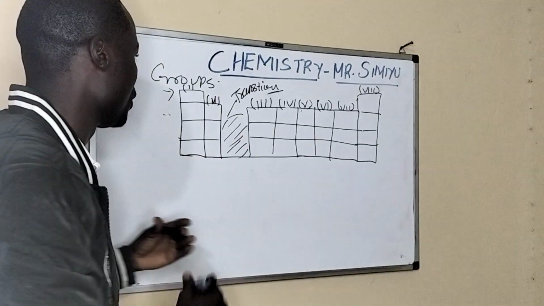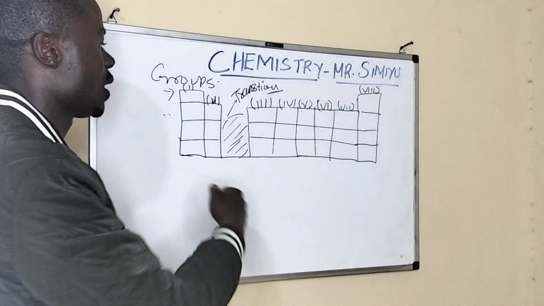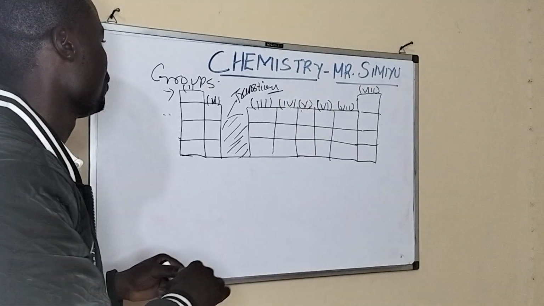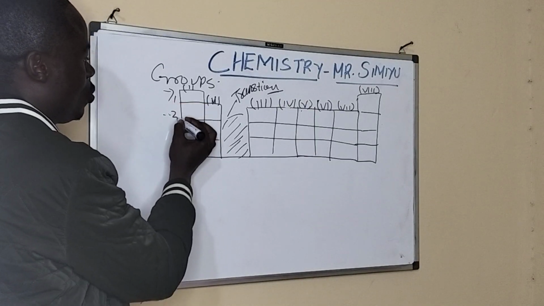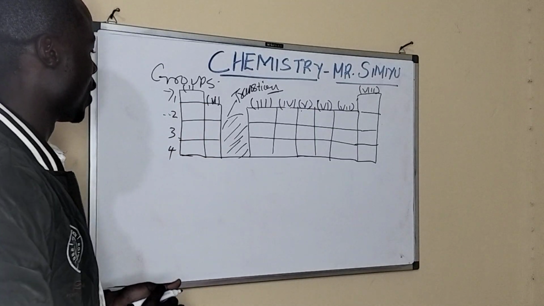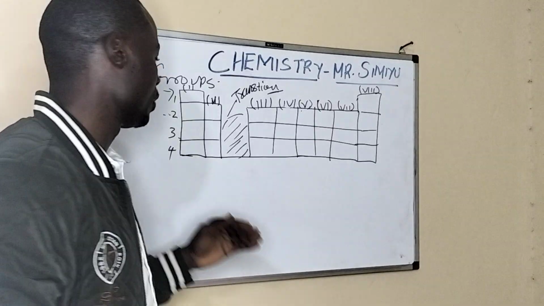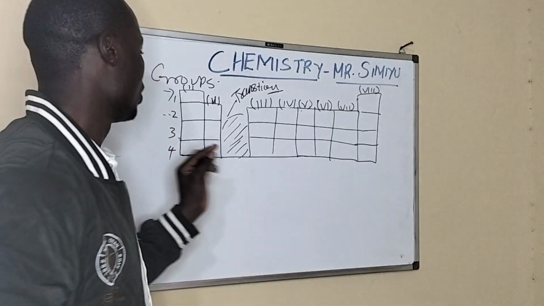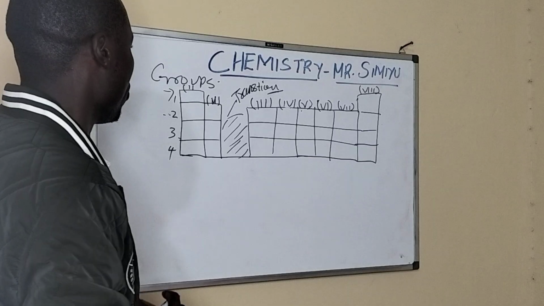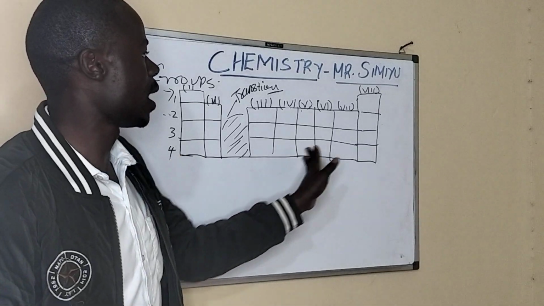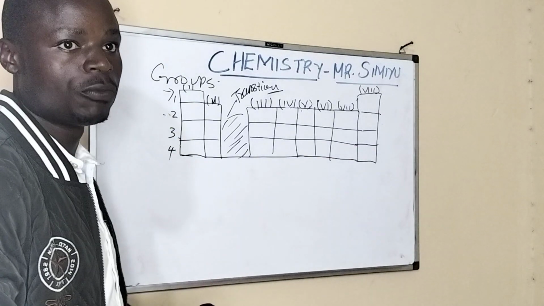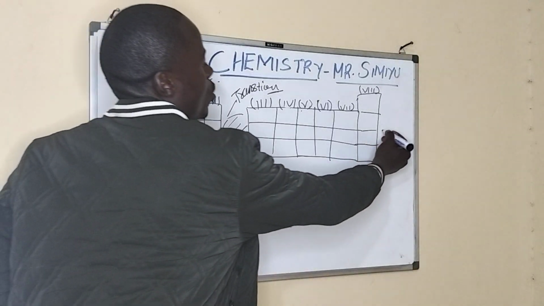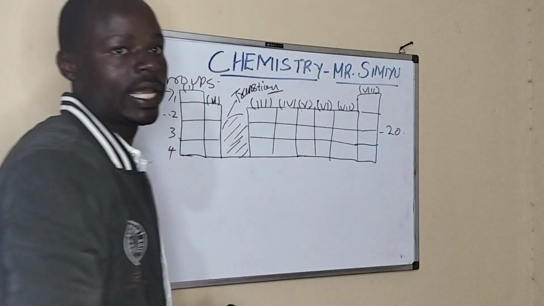Periods, we have said that those are lines running from east to west or right to left. We have period 1, period 2, period 3, period 4. We have 7 periods, but in our level we shall also only deal with 4 periods. So when we arrange these elements across the period or down the group, we will find that we accumulate up to 20 elements.